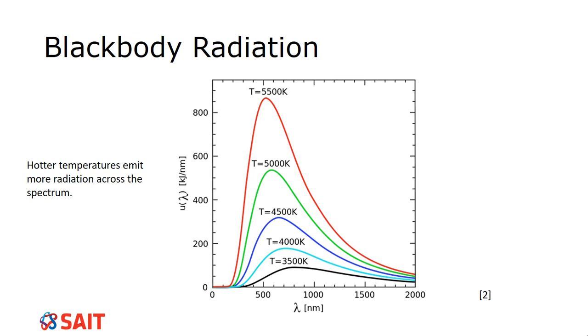So this is a very famous graph that people look at with black body radiation. As we have hotter temperatures, we have more radiation across the spectrum. So if the temperature was like at 5,500 Kelvin, then we can see that the radiation is much higher than something at 5,000 Kelvin. You can see how it drops kind of exponentially as we go down. And this is all based on wavelength.